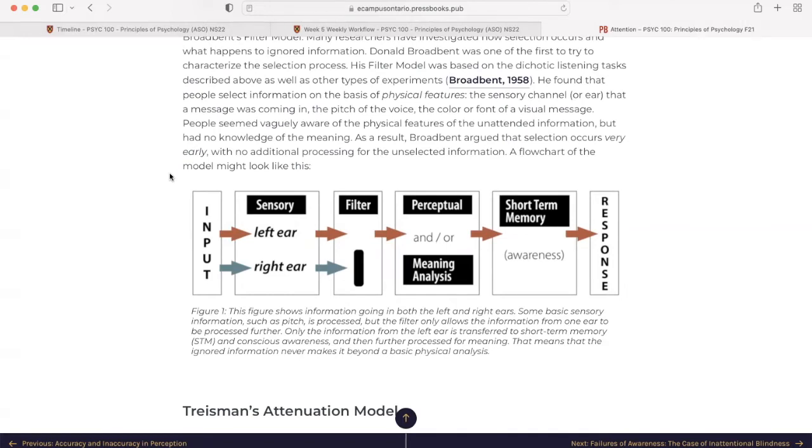If you're watching this on YouTube, there's a flowchart of the model which looks really quite good. So this figure shows information going in both the left and right ears. Some basic sensory information, such as pitch, is processed, but the filter only allows the information from one ear to be processed further. Only information from the left ear, in this particular example, is transferred to short-term memory and conscious awareness, and then further processed for meaning. That means that the ignored information never makes it beyond a basic physical analysis.